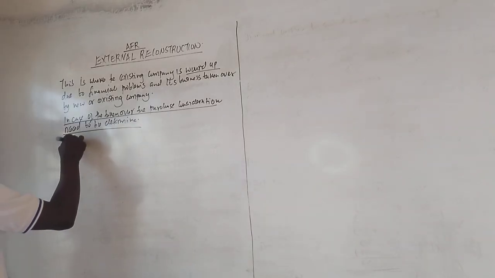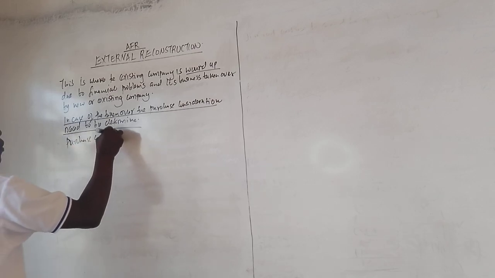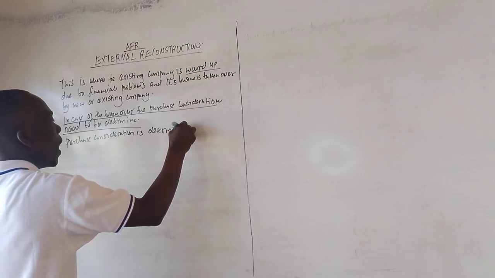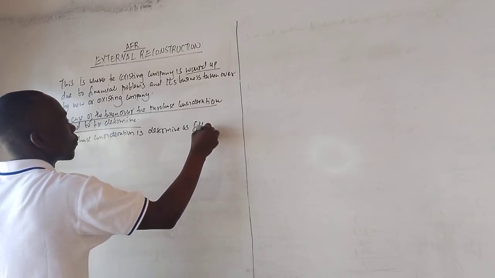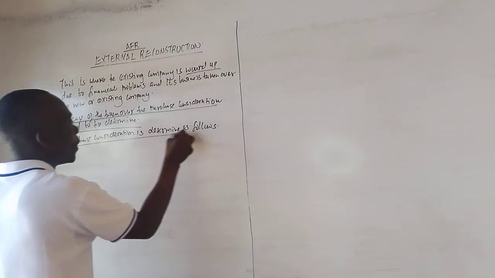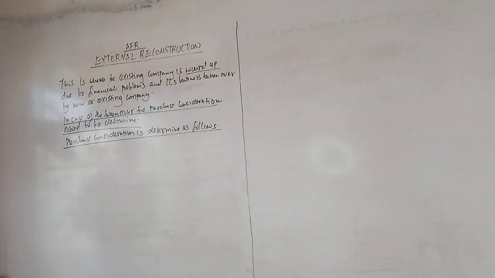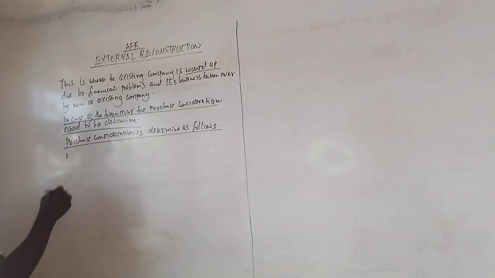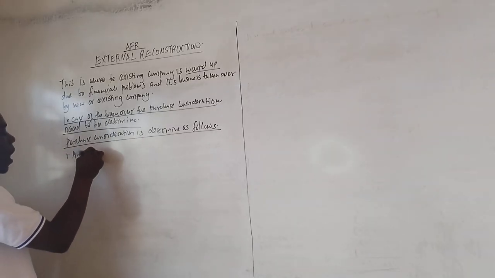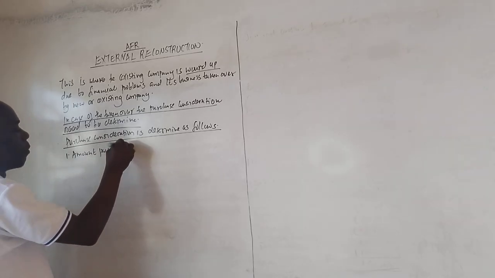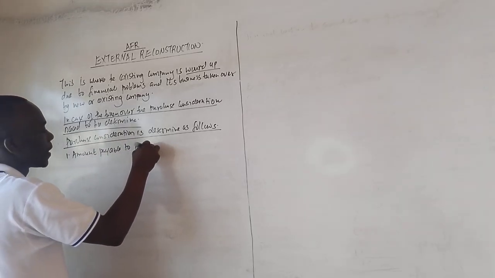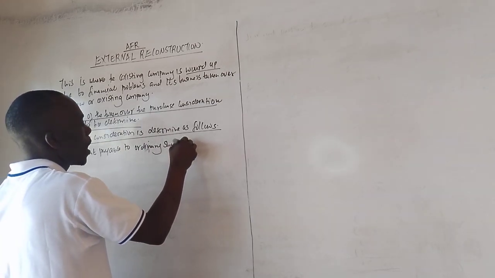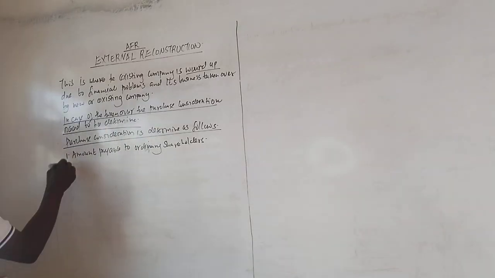This is how we are going to determine the purchase consideration. Number one, it is going to include the amount payable to who? To ordinary shareholders. The amount payable to ordinary shareholders.